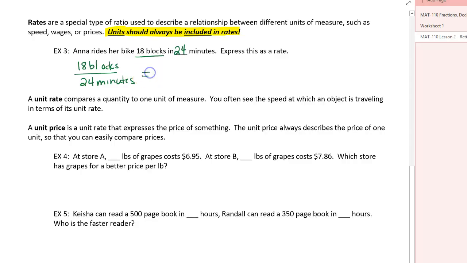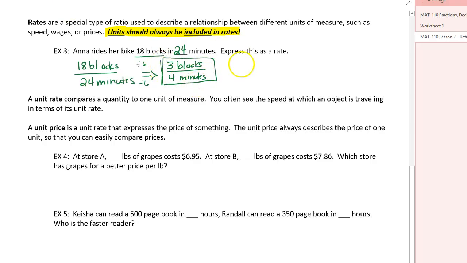Now this is not reduced, so we do want to give the simplest version of a rate or a ratio. So we're going to divide by 6. 18 divided by 6 will give us 3. So that's 3 blocks. And 24 divided by 6 will give us 4. So that's 4 minutes. So this is the rate at which Anna can ride her bike. She can ride 3 blocks every 4 minutes.